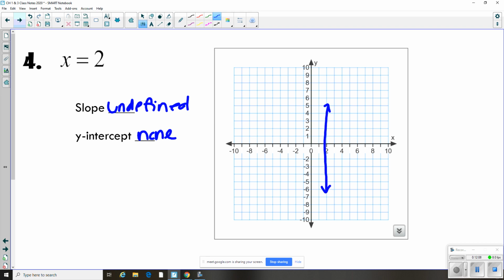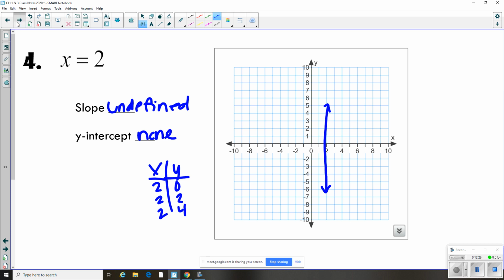But again, if you're not sure, make yourself an XY table. If you use our 0, 2, 4, and it goes this way, right? And then you're going to get yourself a vertical line. Okay, so far so good? Lines are fine? We've got lines.